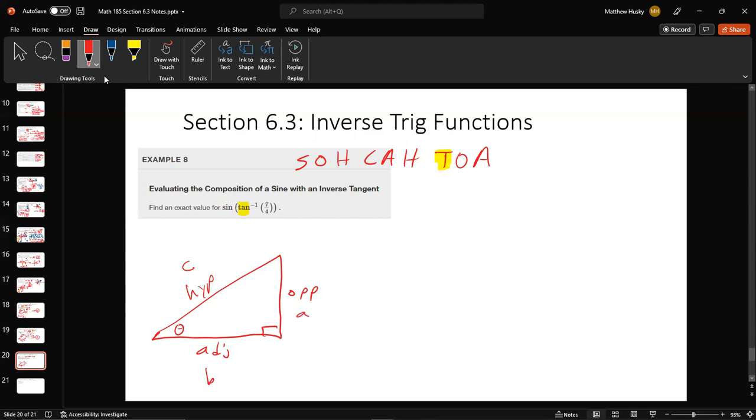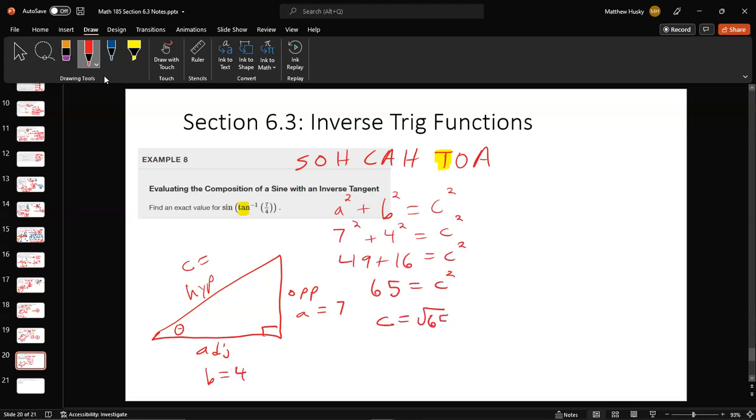Let's see, we've got the opposite, which will be a 7. We've got the adjacent, which is a 4. This one will not work out quite as nice and neat as the other ones did, because this is not a Pythagorean triple. Let's see, what is this? This is 7 squared plus 4 squared equals C squared. That's 49 plus 16 equals C squared. What is that? 65, I want to say. And then that means C will be the square root of 65.